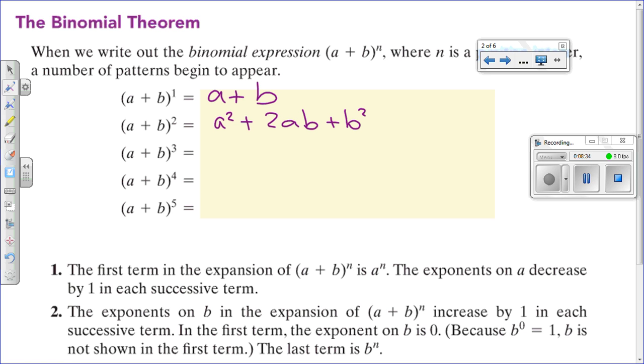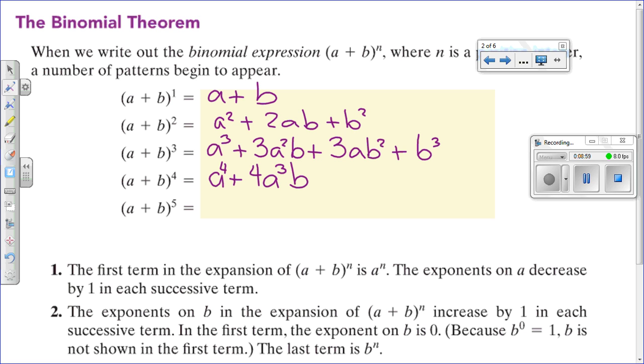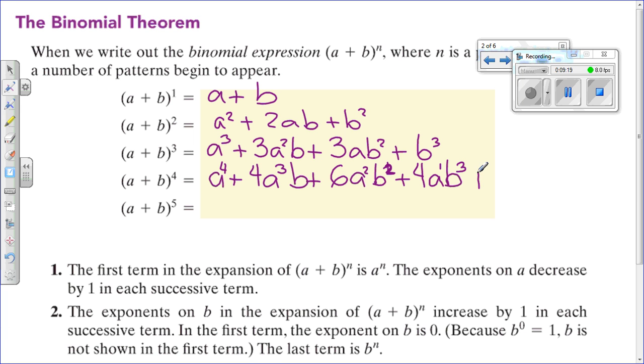Then the next one, we do that to the third power. So it's going to be A cubed plus 3 A squared B plus 3 A B squared plus 1 B cubed. The next one is going to be A to the fourth plus 4 A cubed B plus 6 A squared B squared plus 4 A B. Wait a minute. Wrong. This should be A to the first and then B to the third. And the last one is going to be 1 B to the fourth.